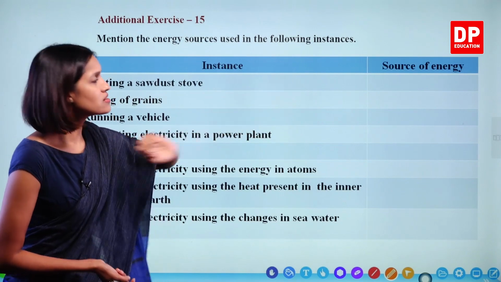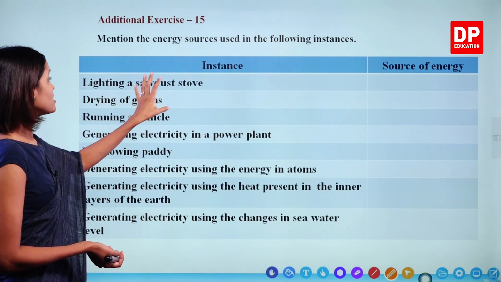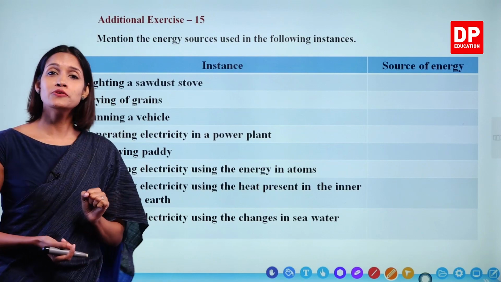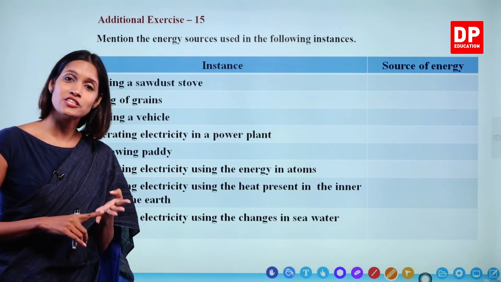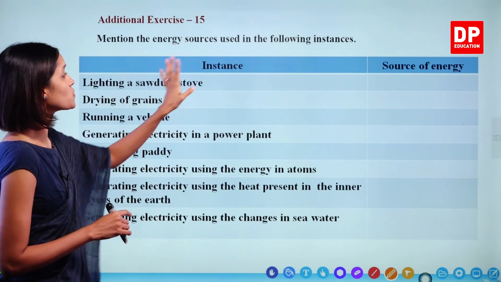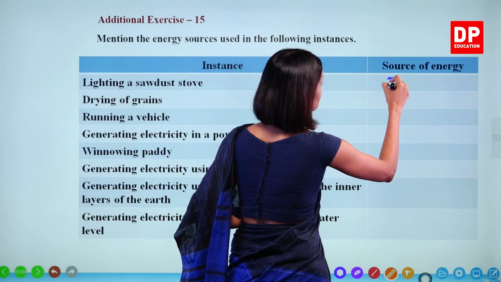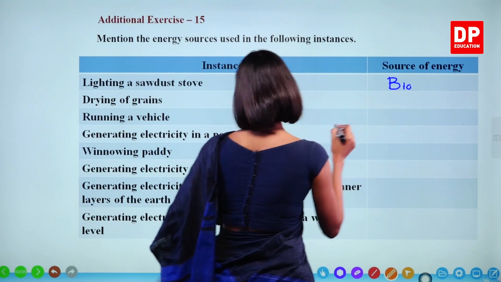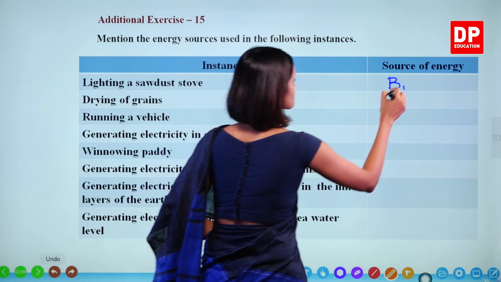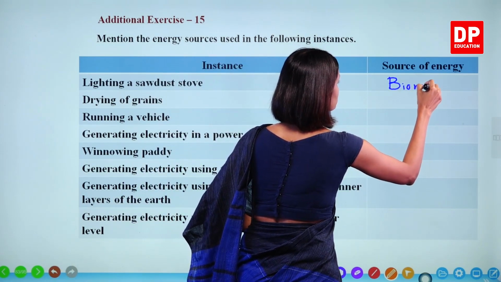So we'll write down lighting a sawdust stove. What is the source of energy? In order to light a sawdust stove, you can use biomass, right? In a sawdust stove, rice bran is used. Therefore, the source of energy is biomass. Biomass.